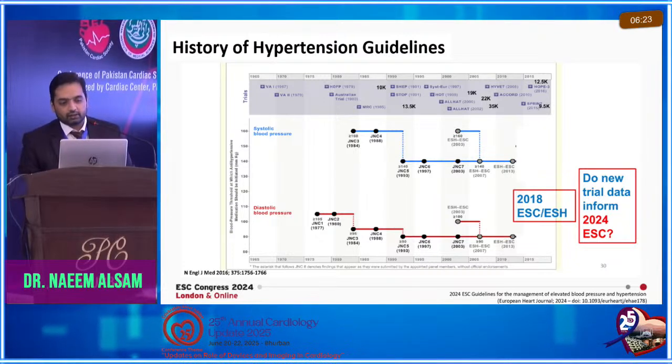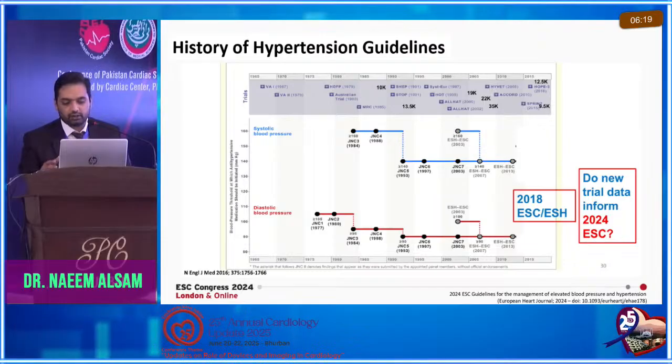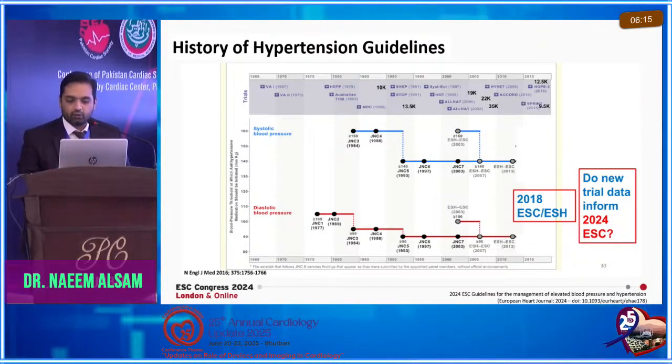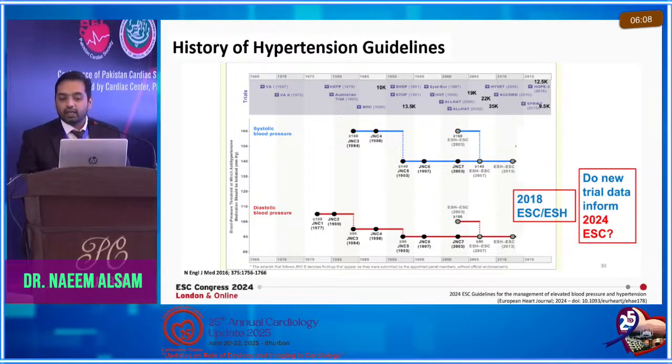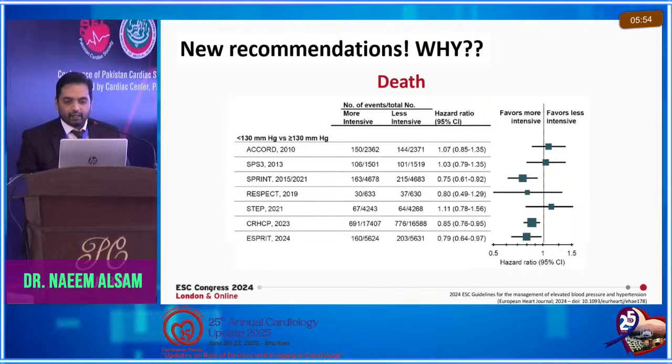This is an interesting story of the guidelines of hypertension. In 1984, when JNC 3 was published, the threshold for hypertension was 160 systolic and 95 diastolic, which was later changed in 1993 when JNC 5 was published to 140 systolic and more than 90 diastolic. And up till now, till 2024, these were the thresholds being followed.